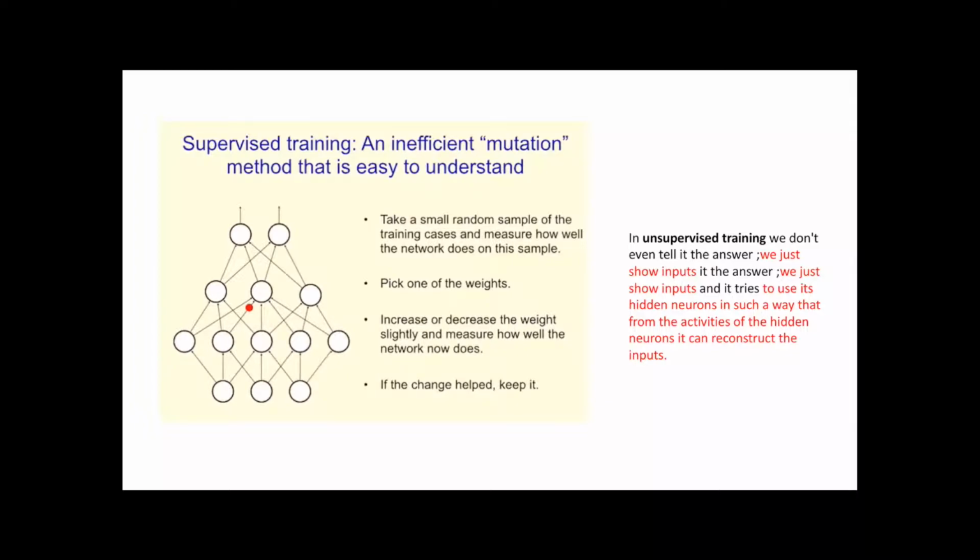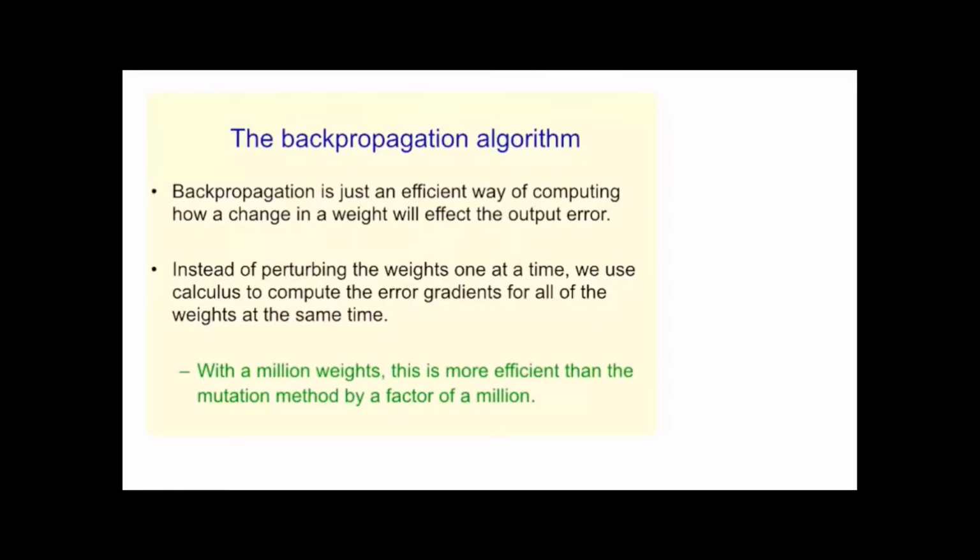So he draws an analogy here to evolution. In unsupervised learning, we don't even tell it the answer. We just show inputs, and it tries to use the hidden neurons in such a way that from their activities, it can reconstruct the input. So we have a mutation here, and you can mutate over and over again and select, like in a Darwinian competition, for those combinations of weights that recreate your input correctly.